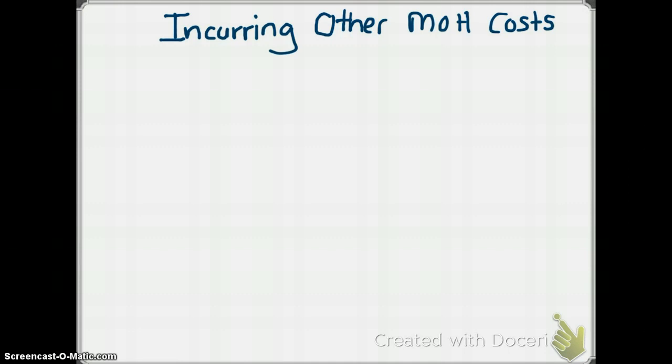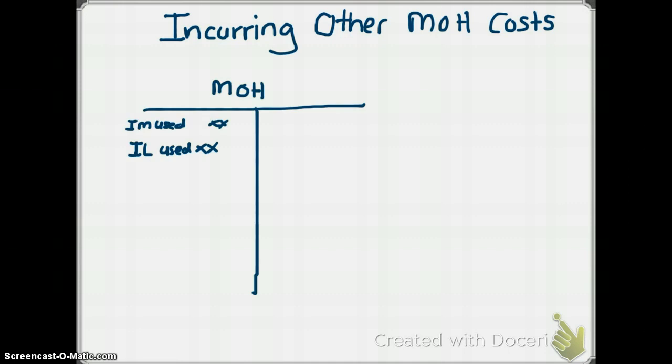Now let's take a look at the journal entries when we incur other manufacturing overhead costs. This section is a little complicated. You need to know that what we're recording here is the actual overhead costs that occur during the year. So this is different from the allocated manufacturing overhead that we put to our work in process. This is actual overhead that you incur during the year. So your actual utility bill, actual indirect rent, actual depreciation expenses for the year, all these are going to be debited to your manufacturing overhead account.